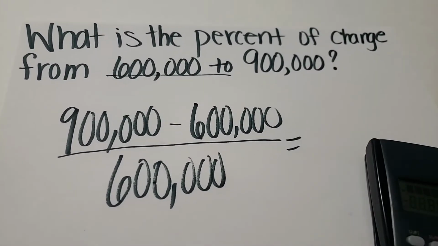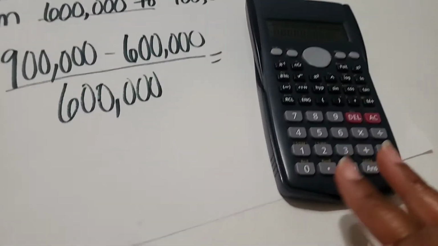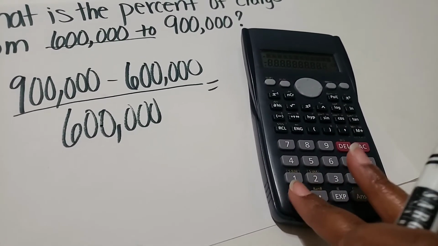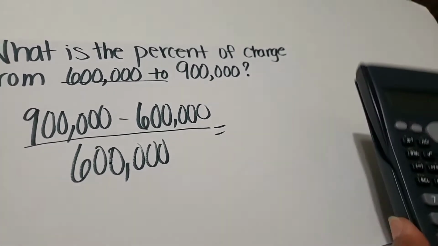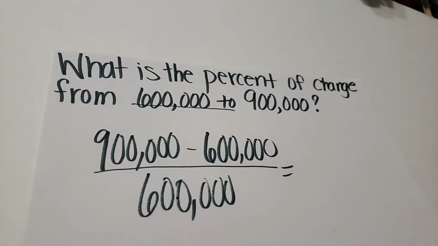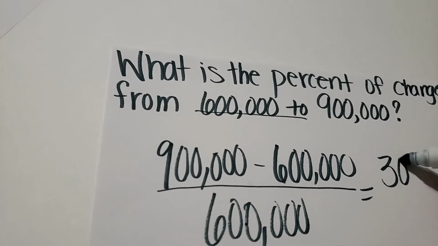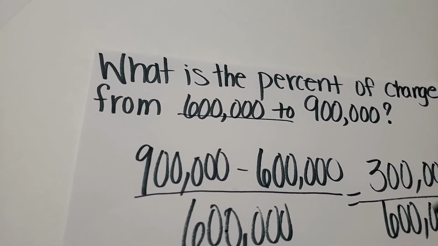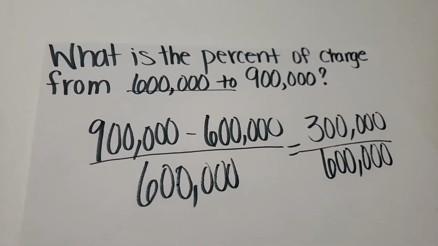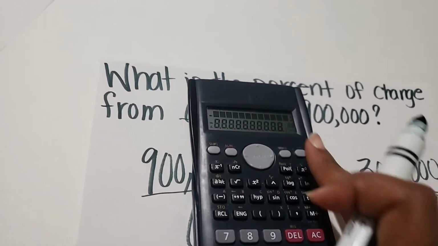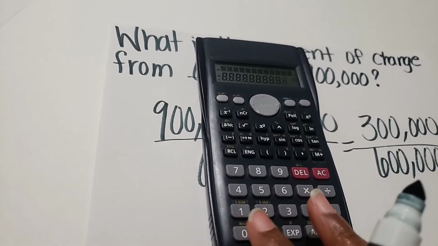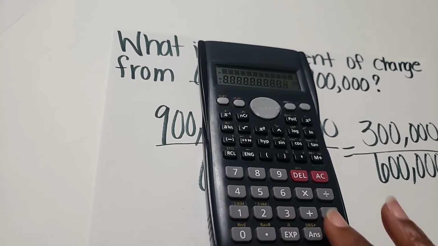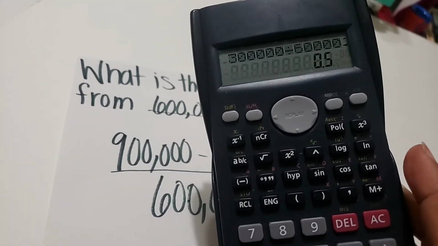Let's calculate. 900,000 minus 600,000 equals 300,000 divided by 600,000. Let's calculate to figure that out. 300,000 divided by 600,000 equals 0.5.